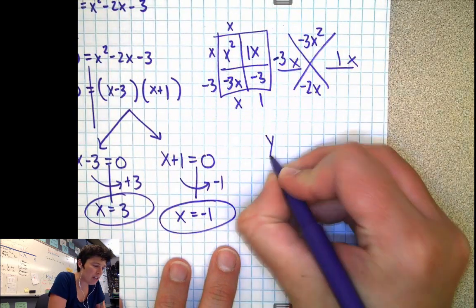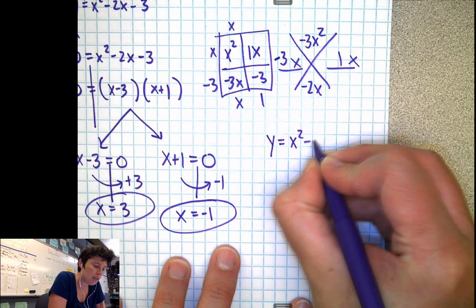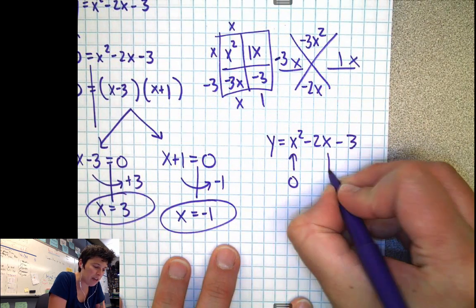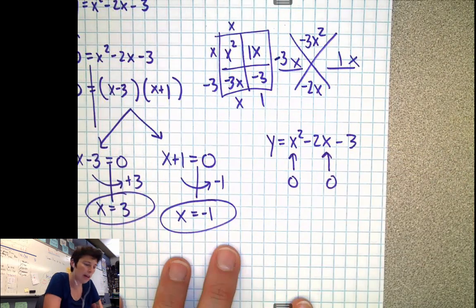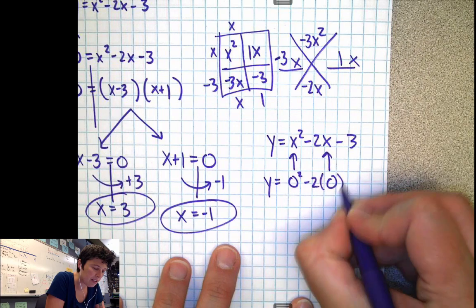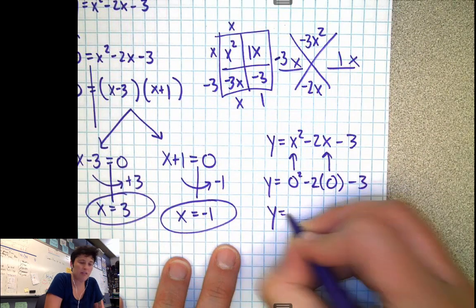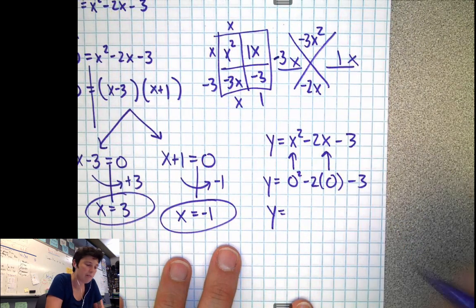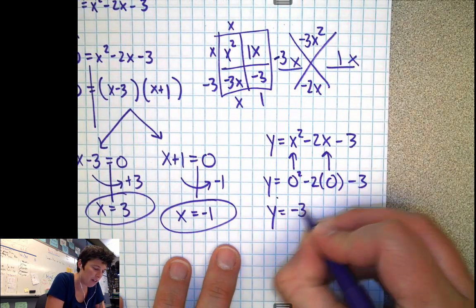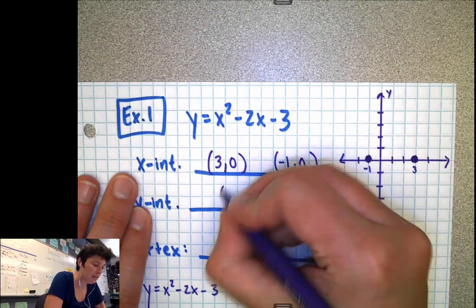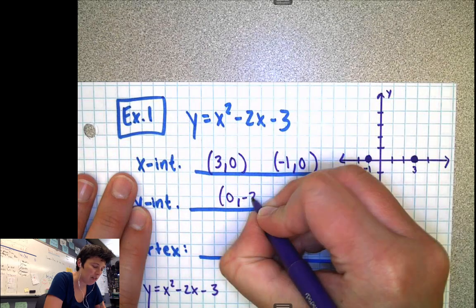So I'm going to take my y equals x squared minus 2x minus 3 equation and put zeros in for my x's. So I have y equals 0 squared minus 2 times 0 minus 3. Well, 0 squared is 0. 2 times 0 is 0. So really I just have a minus 3 that I end up getting as my y-intercept. So that helps me out. That means up here my y-intercept is happening at 0, comma, negative 3.